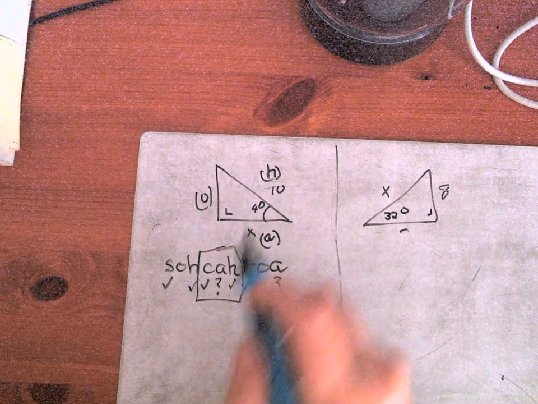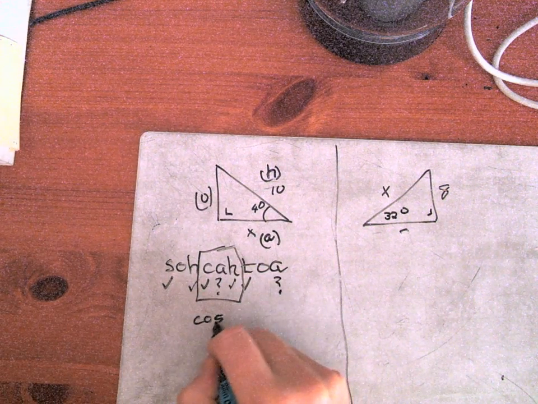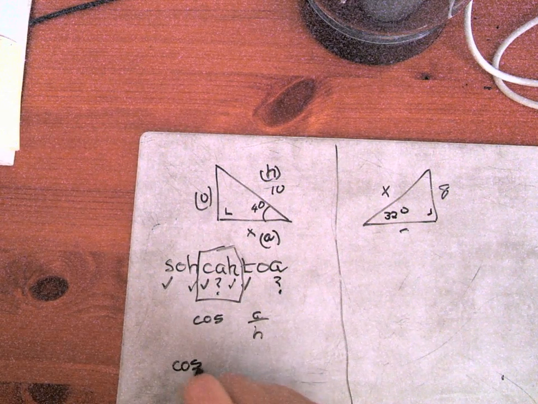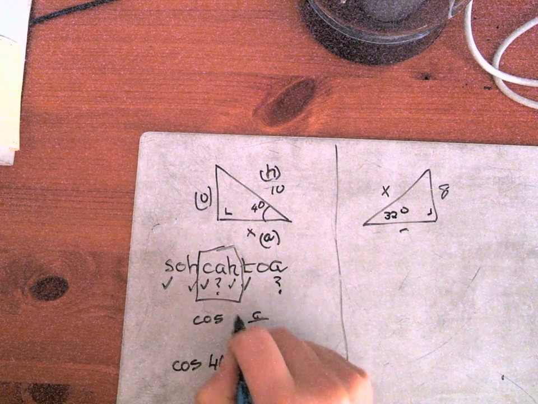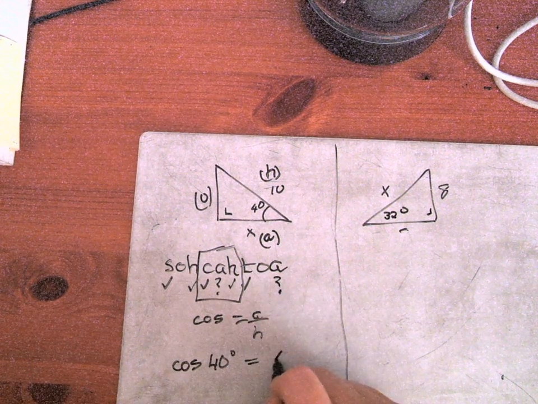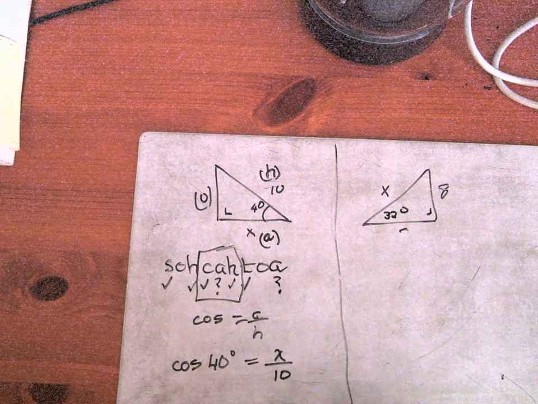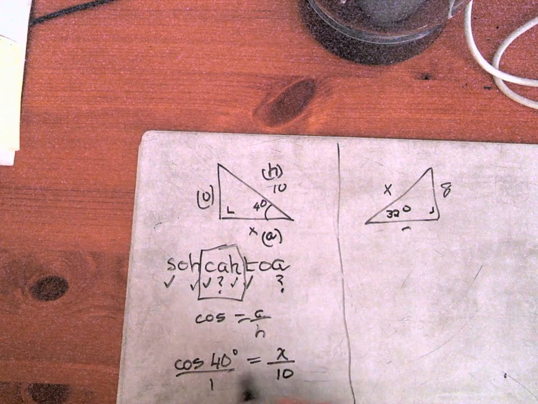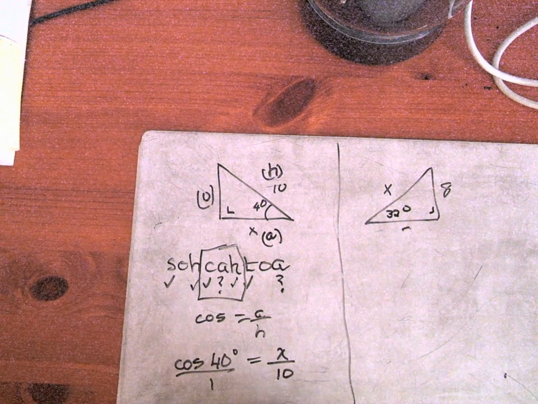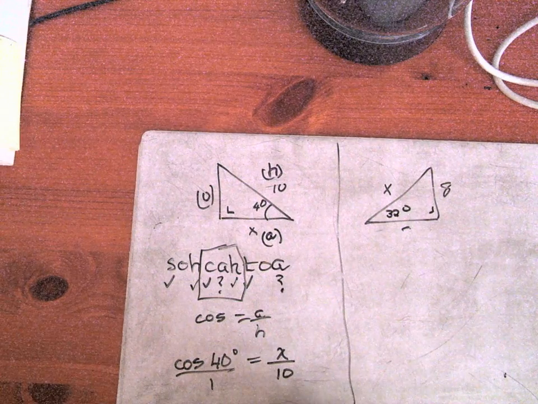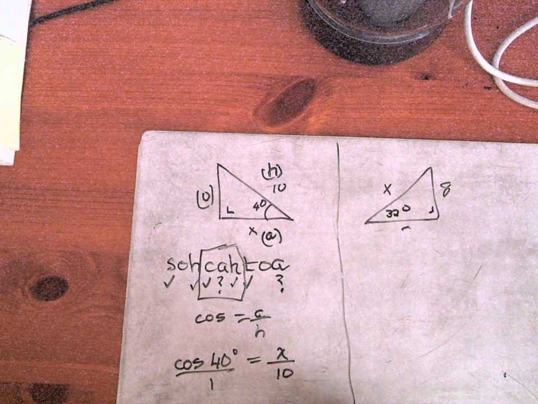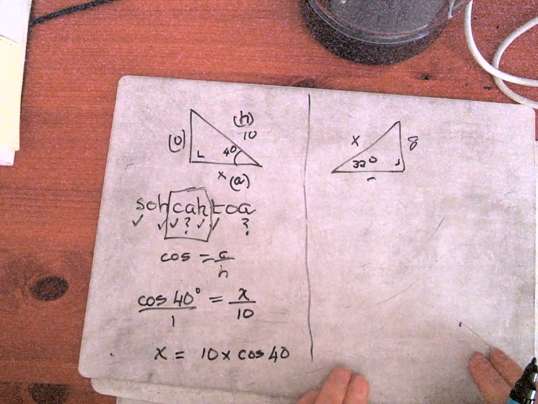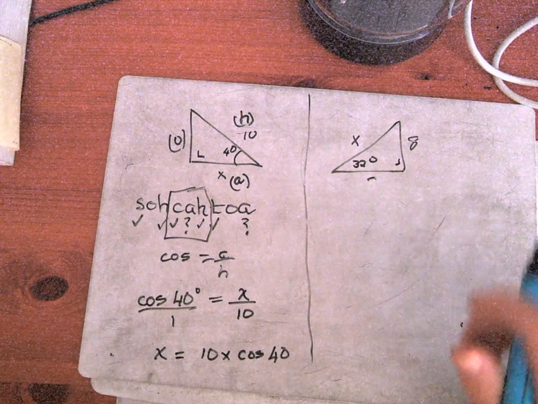So I'm picking cos. So cos is A over H. So it has to be cos of the angle. So cos of 40 is equal to A, which is x, over h, which measures 10. Now, if the x is on top, all you do is cross multiply. So x equals 10 multiplied by cos 40. Put that into the calculator and press equals. Okay, that's that one. You can put it into the calculator there yourself.